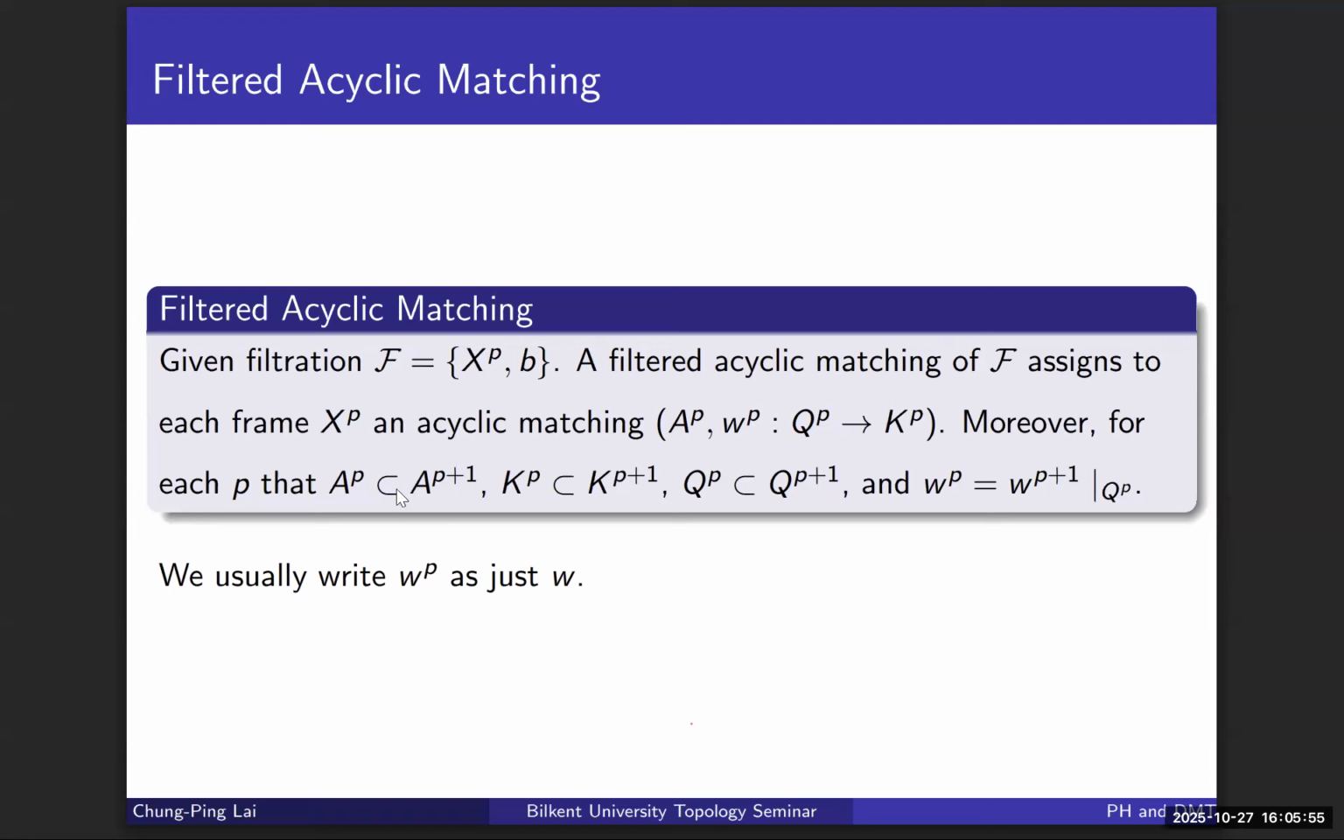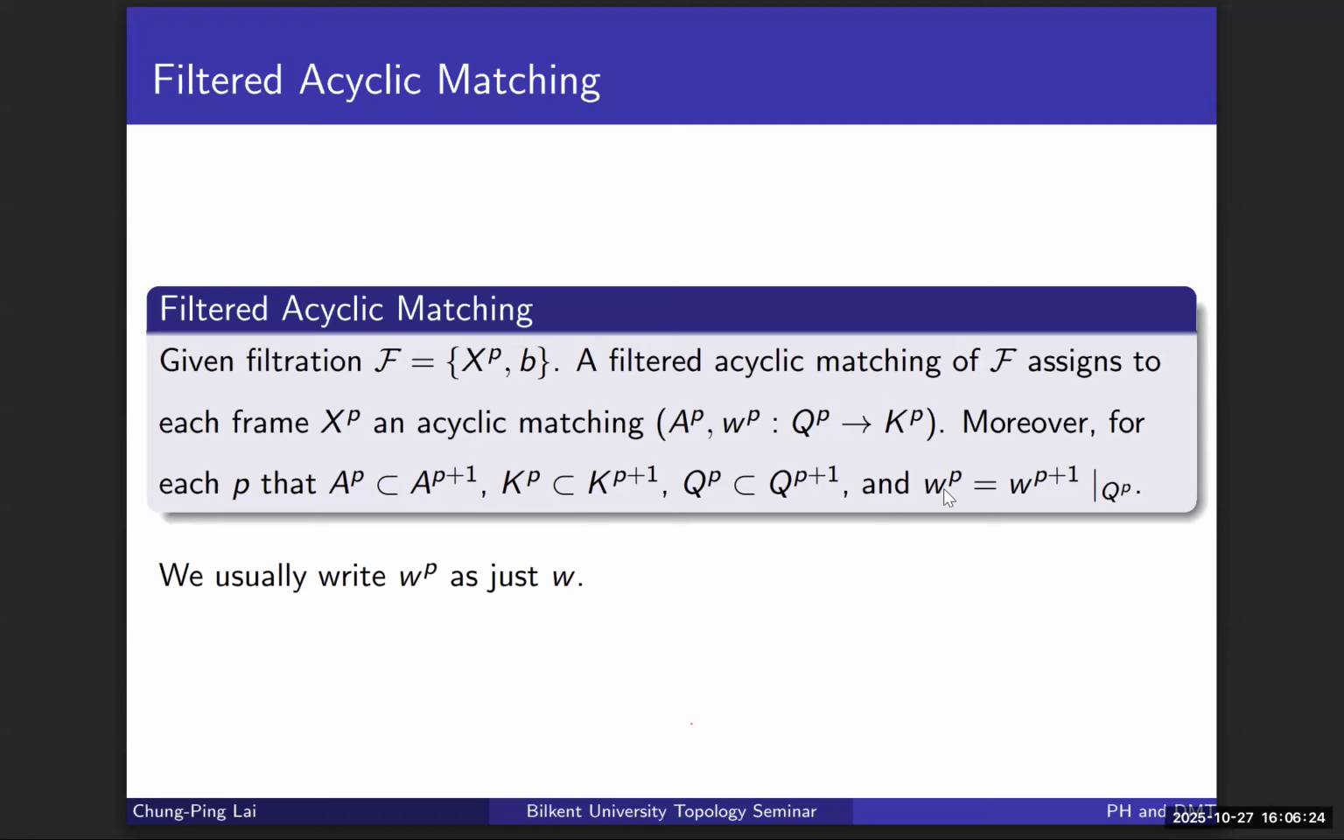So A, which I forgot to mention, are the critical cells, which were also the cells that are going to be stretched along the gradient paths. And then K and Q are the non-critical cells, and we want there to be some strict subset relation between the three partitions at each frame.